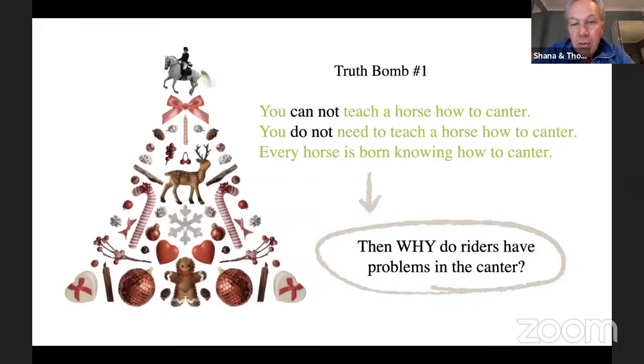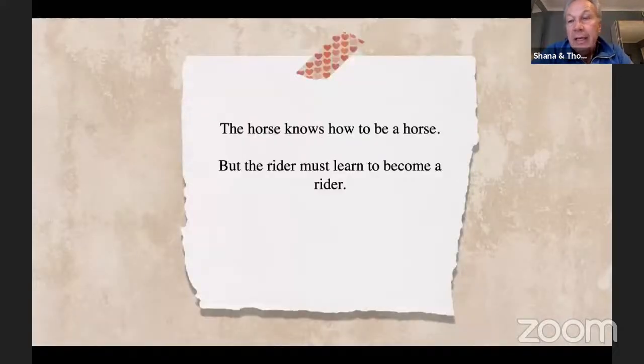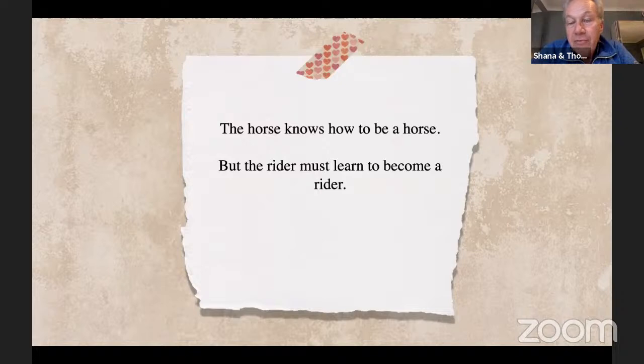Then if the horses already know how to canter, why is it so hard for a lot of horses and riders to canter well together? And the answer is usually it's the additional weight of the rider that changes the center of gravity, changes the balance, requires also, of course, more strength for the horse to canter well.